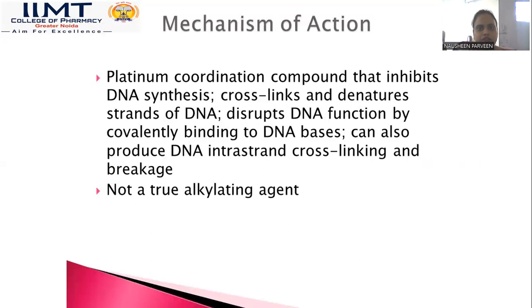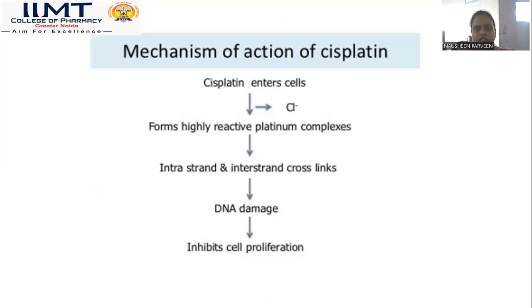Next is the mechanism of action of platinum coordination compounds. They inhibit DNA synthesis, cross-link and denature strands of DNA, disturb DNA function, and by covalently binding to DNA bases can also produce DNA intrastrand cross-linking and breakage. Mechanism of action of cisplatin: cisplatin enters cells, forms a highly reactive platinum compound, and causes intrastrand and interstrand cross linkage, which then cause DNA damage and inhibit cell proliferation.